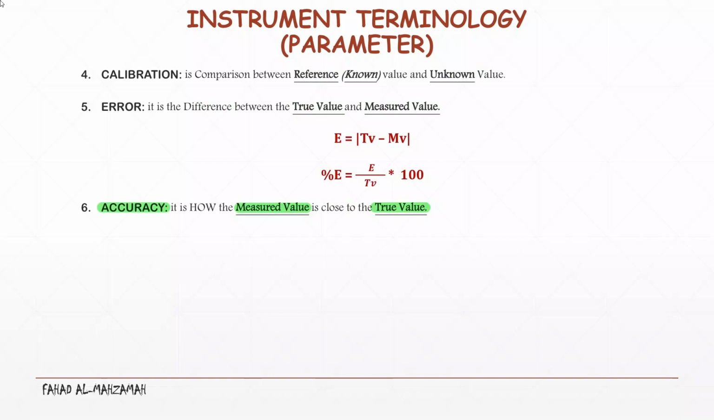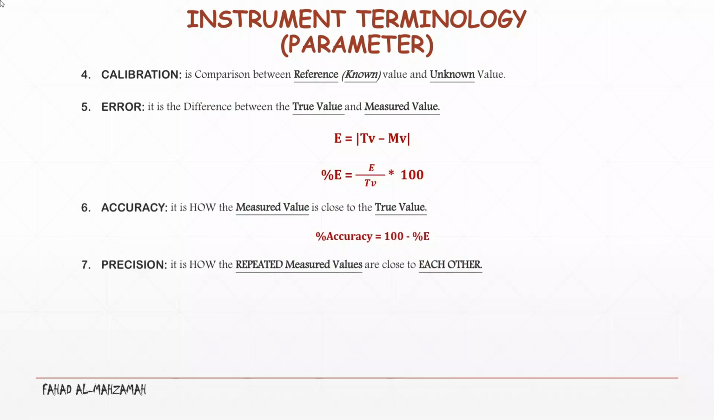Now, what is the formula for accuracy? The percentage accuracy is 100 minus the percentage error. For example, if your measurement has a 30% error, it means it's 70% accurate. So it's 100 minus 30 equals 70. So it's 100 minus the percentage error that you already calculated in this formula.